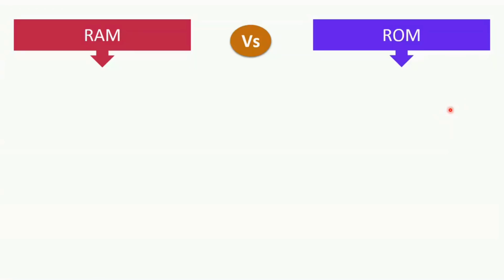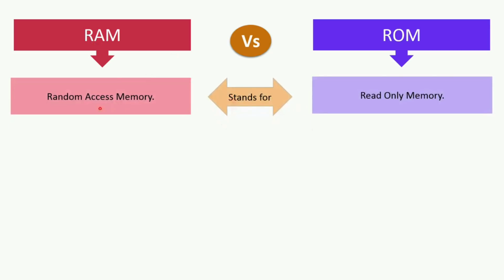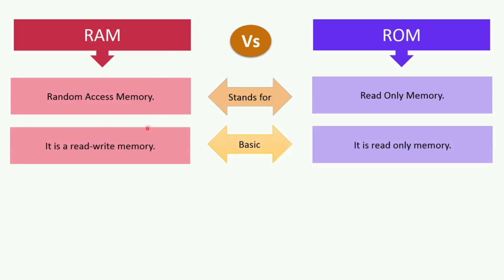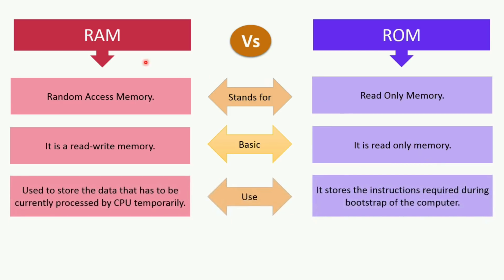So guys, here we have a comparison chart which shows the substantial differences between RAM and ROM memory. RAM stands for random access memory, whereas ROM stands for read-only memory. RAM is readable and writable. On the other hand, ROM is only readable. RAM is used to temporarily store the data that has to be currently processed by the CPU. In contrast, ROM stores the instructions required during bootstrap of the computer.